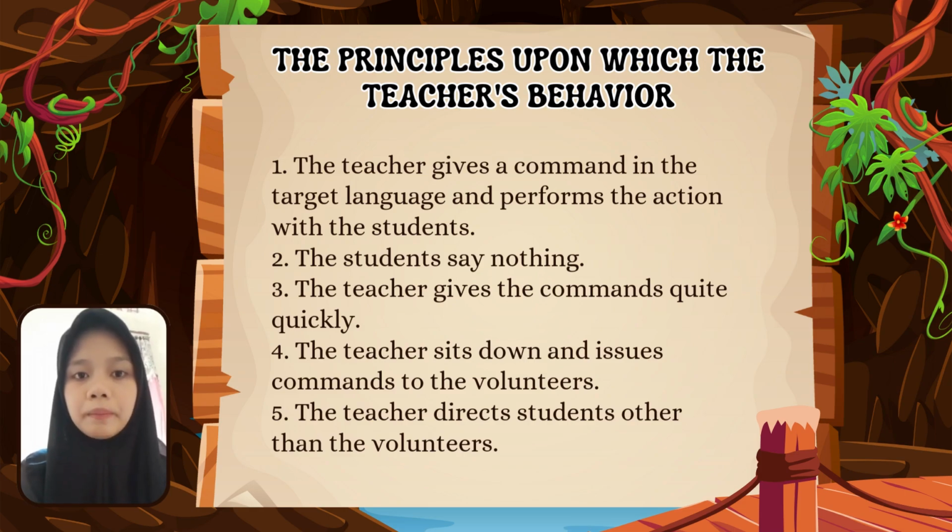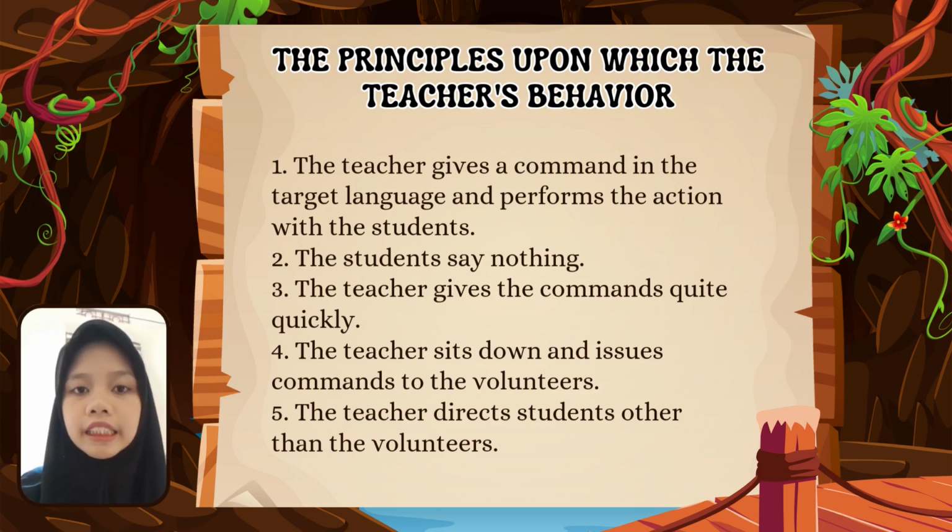Okay, now I will explain the principles upon which the teacher's behavior is based. Observation number 1. The teacher gives a command in the target language and performs the action with the students. The principle is that meaning in the target language can often be conveyed through actions. Number 2. The students say nothing. The principle is that the students' understanding of the target language should be developed before speaking. Number 3. The teacher gives the commands quite quickly. The principle is that students can initially learn one part of the language repeatedly by moving their bodies.